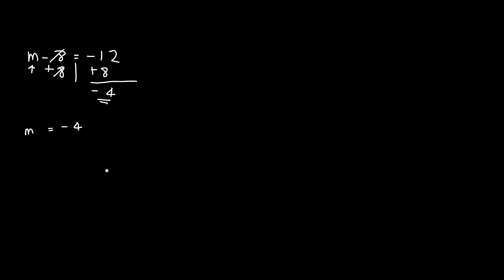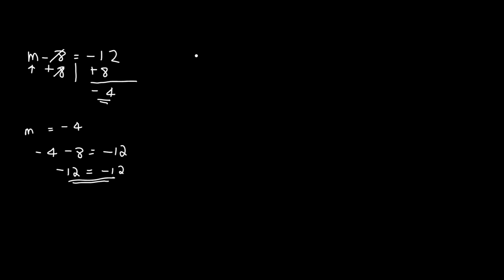And if you ask yourself, how sure am I that this answer is correct? Well, you can substitute m with negative 4. So let's substitute m in the previous problem, m minus 8 equals negative 12. On this side, negative 4 minus 8 will be negative 12. So negative 12 equals negative 12. If both sides agree, your answer is correct.